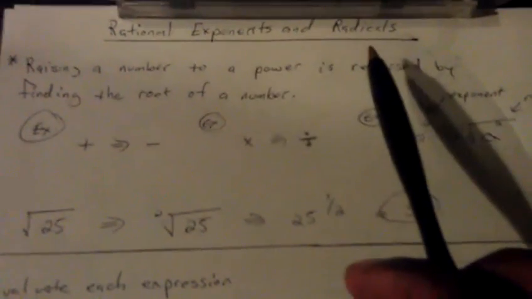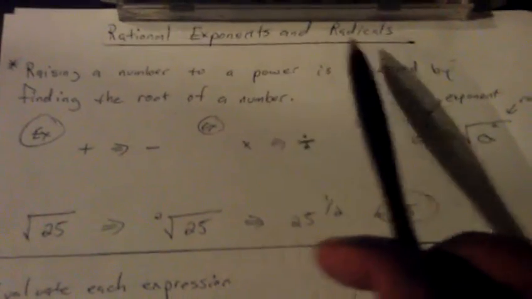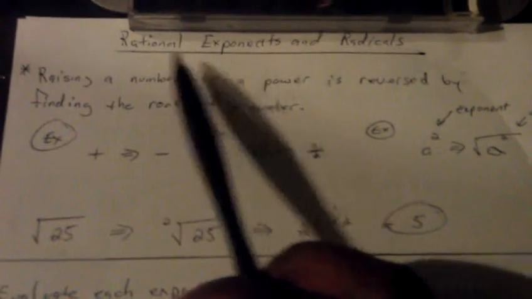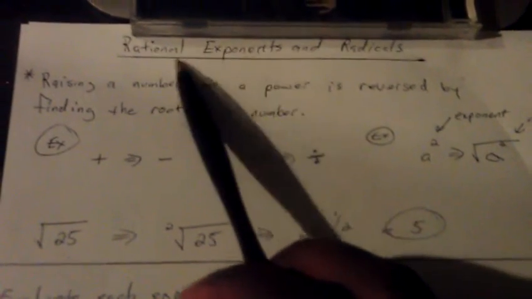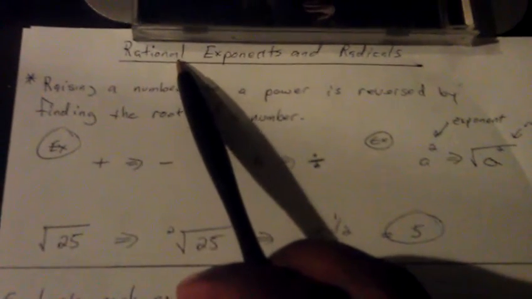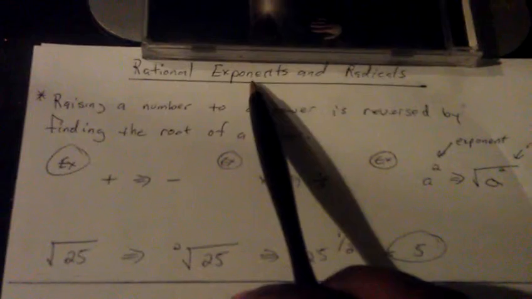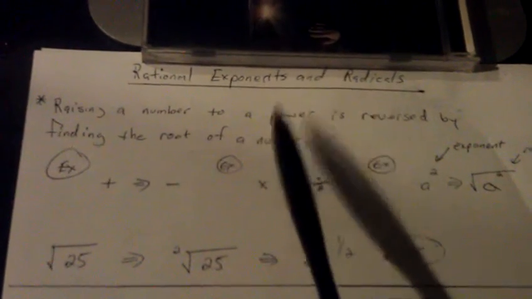Today we're going to talk about rational exponents and radicals. So again, we're talking about two things, rational exponents and also radicals. First of all, what does it mean when we see the phrase rational exponents? When we see the word rational, just think of a fraction. So an exponent written as a fraction. So we're going to study fraction exponents and also radicals.